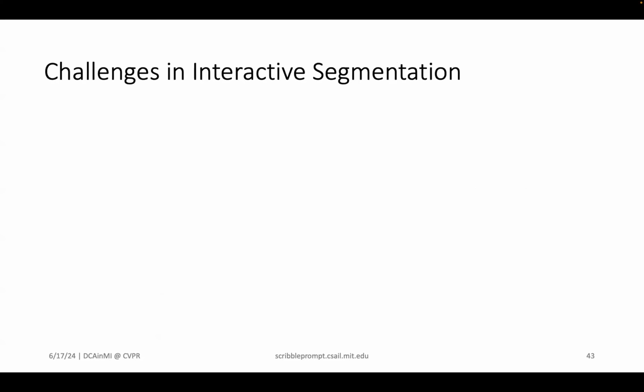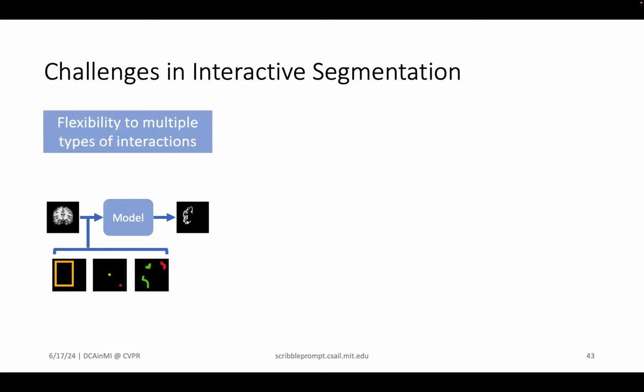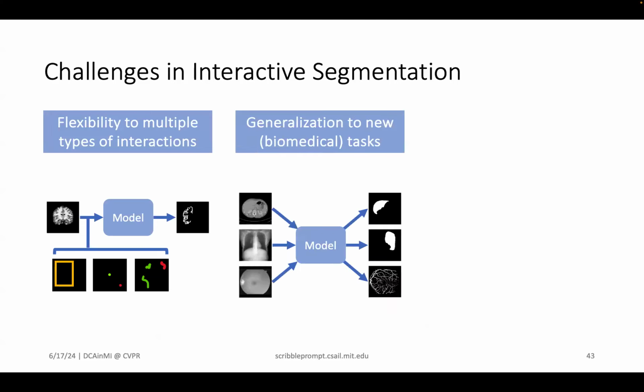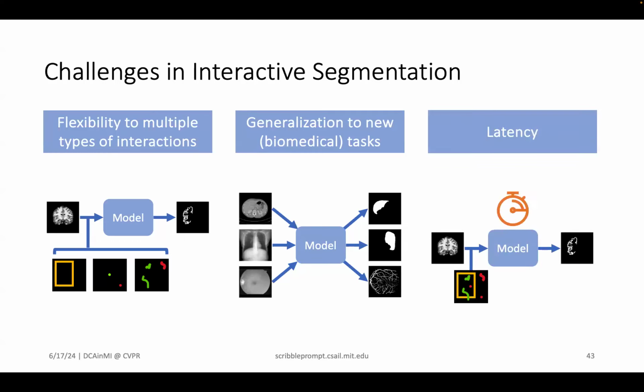There are several challenges in building an interactive segmentation tool to address this problem. First is learning to be flexible to multiple types of interactions. Different users have different preferences, and often the best interaction is different for different segmentation tasks. Second, people are often manually segmenting images for new tasks, and so we want our system to generalize to new biomedical image segmentation tasks that haven't been seen during training. Lastly, we want to minimize latency. In an interactive segmentation system, users are very sensitive to the inference time, and we want the model to run fast.